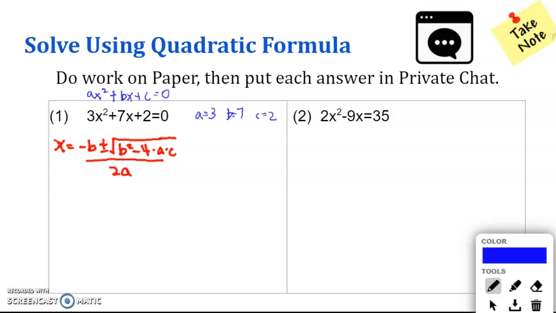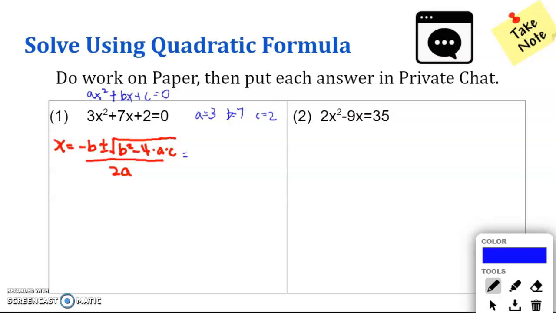Notice that a, b, and c, the numbers that you are substituting, are purely just numbers. You do not put in any x squares or any of the variables. I do see that a couple of students always do that. So again, this is just a number, and then from here I'm going to substitute.